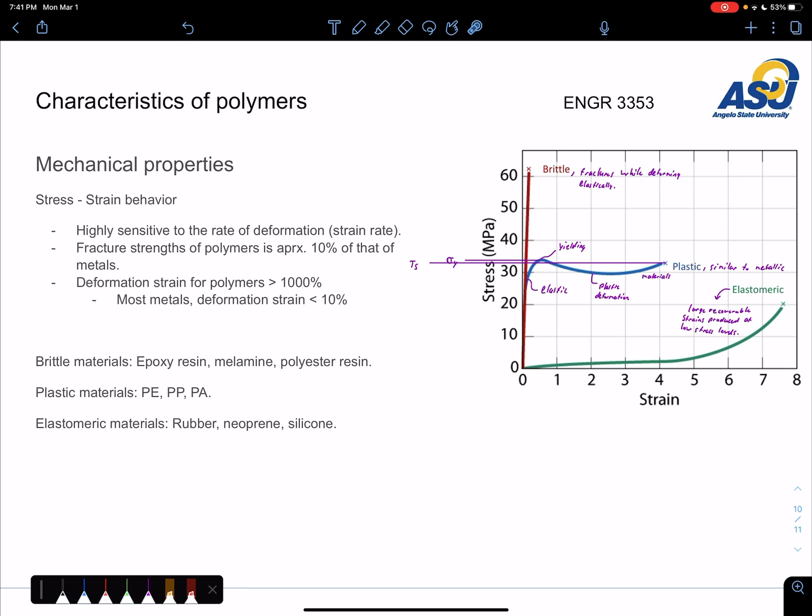And so polymers are highly sensitive to the rate of deformation. Fracture strength of polymers in general is approximately 10% of that of metals. And deformation strain for polymers can be greater than 1,000%. Most metals' deformation strain is less than 10%. So they can't be strained too much, or they'll reach their ultimate stress. But some polymers have a pretty high strain.